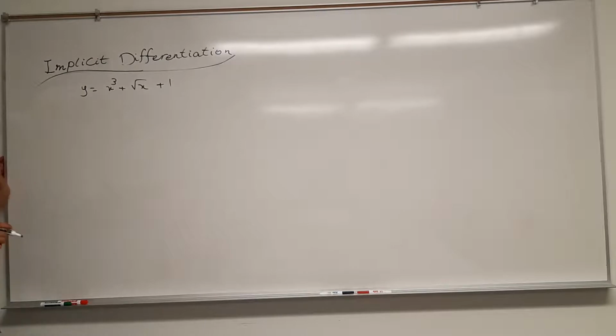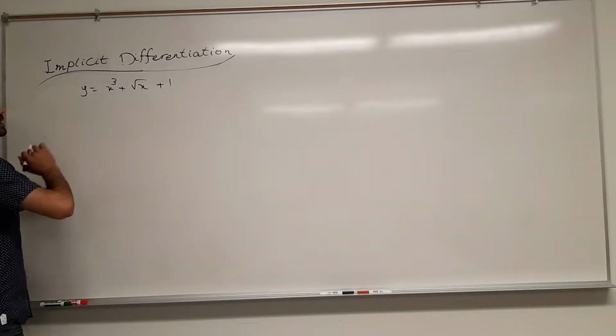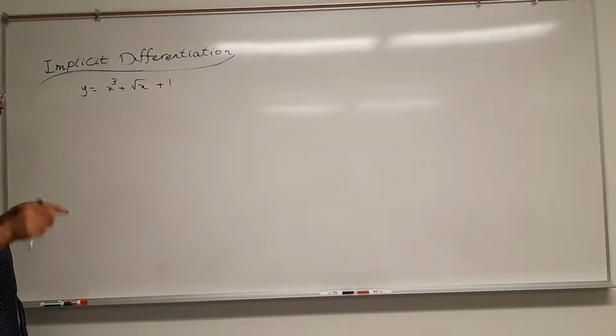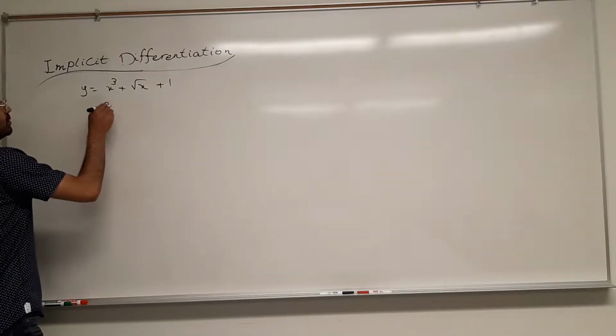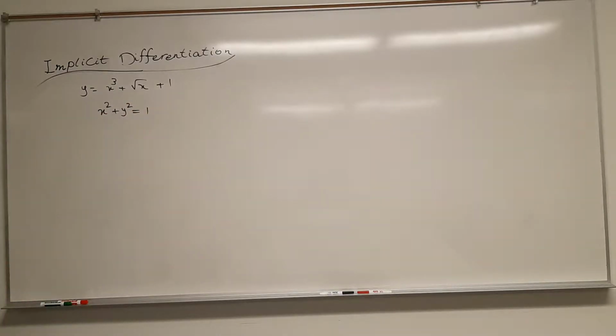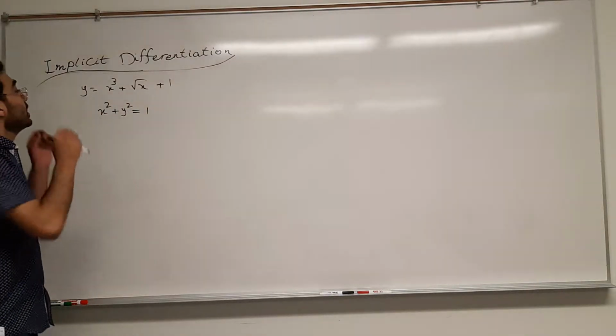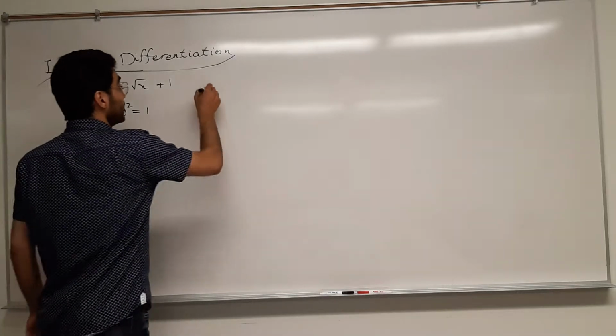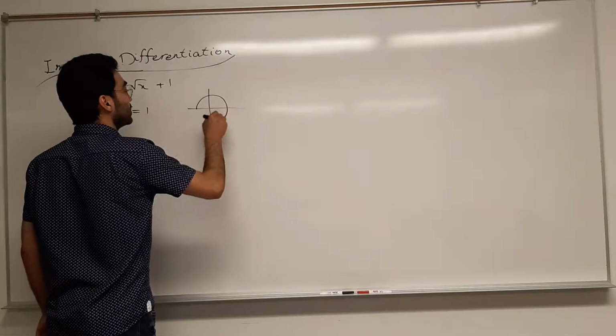Sometimes it is hard or impossible to solve for y in terms of x. And that's when we say y is defined as a function of x in an implicit manner. The simple example is x squared plus y squared equal to 1, which just so you know is the equation of a circle with radius 1 centered at the origin.